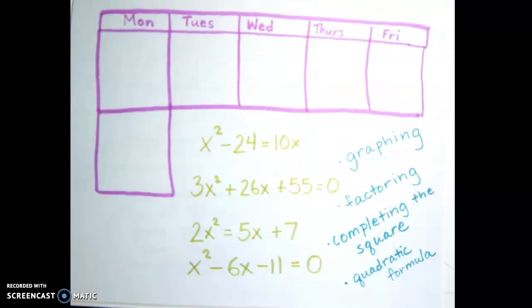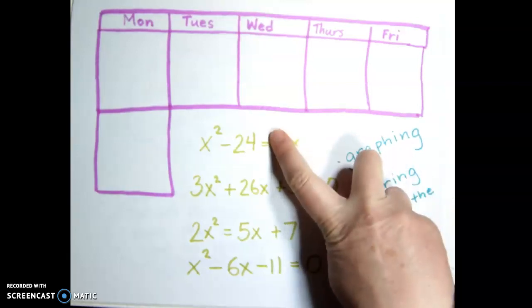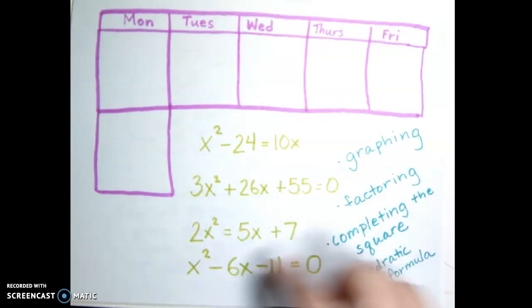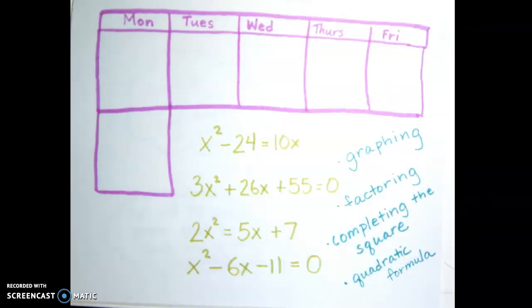So these will be your 4 equations. Those are the 4 methods. They don't necessarily line up. I'm not saying this is the one you will solve with graphing, and this is the one you'll solve with factoring, and this is the one you'll complete the square for, and this is the one you'll use a quadratic formula. That's one of the challenges.